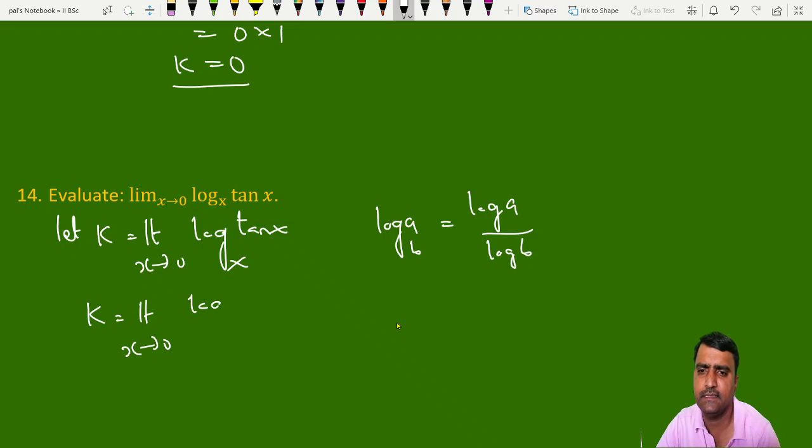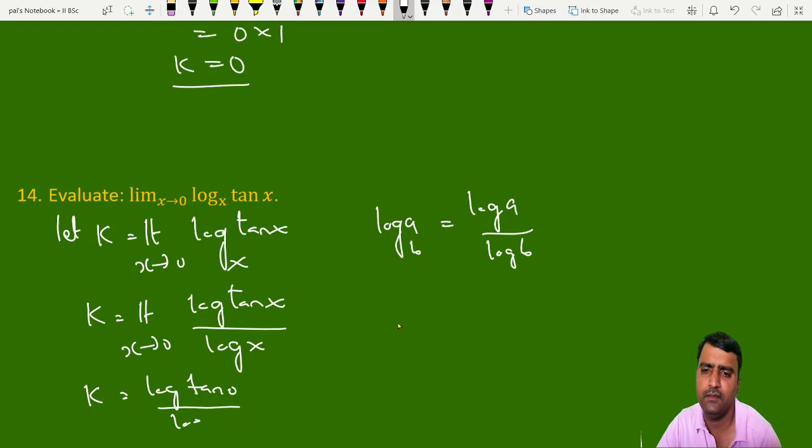We can write this as log of tan x to base e, it is not necessary to mention e here, divided by log x to base e. Apply the limit, k is equal to log of tan 0 by log 0. As you know, tan 0 is 0, so it is log 0 by log 0. Don't say it is 1, okay? So it is infinity by infinity.